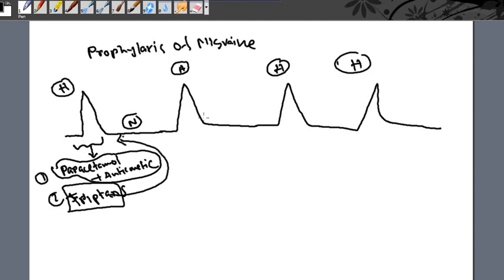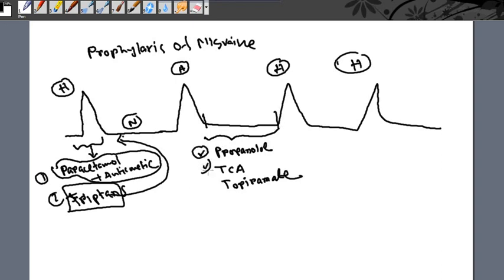But between the acute episodes, suppose in this portion, what drug is helpful? In this portion, you can use two or three drugs. One of the important drugs is propranolol. Second drug is a tricyclic antidepressant like amitriptyline, and third drug is topiramate. So this is clinical information that will be very helpful for your clinical practice, that in this period these three drugs are hugely used by neurologists.